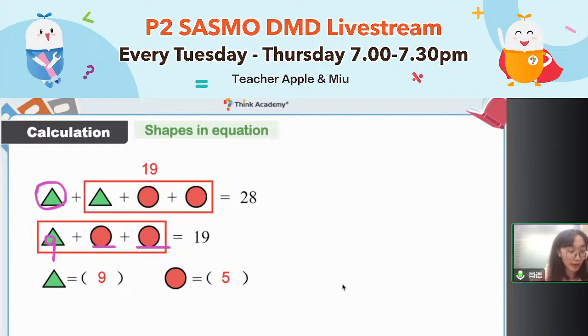So this is the key point: try to find the short equation in the long equation. And as long as you find a group, you just circle it and write down the number. Understand now? Okay, well done. Be careful, if your answer is 9 and 10, no, it should be 9 and 5, okay?